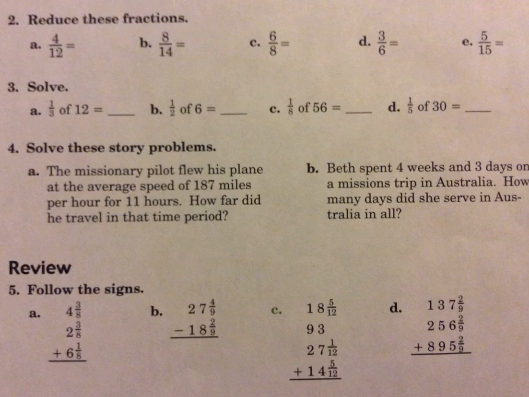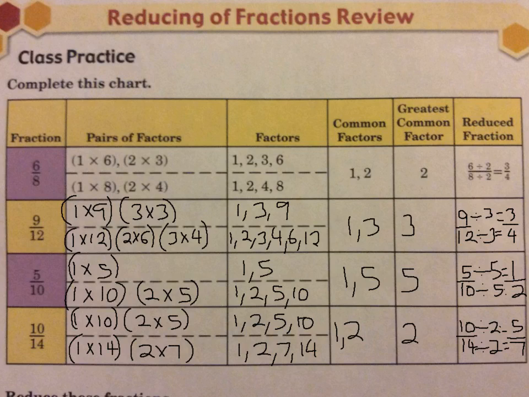Okay, number 2, we've got to reduce these fractions. So really what we're doing is the same thing we've done here, but without all the work. We're going to try to do it in our head here. So we're taking a number like 10 over 14 and trying to get our 5 over 7 at the end. We're trying to get all the way here without all the work.